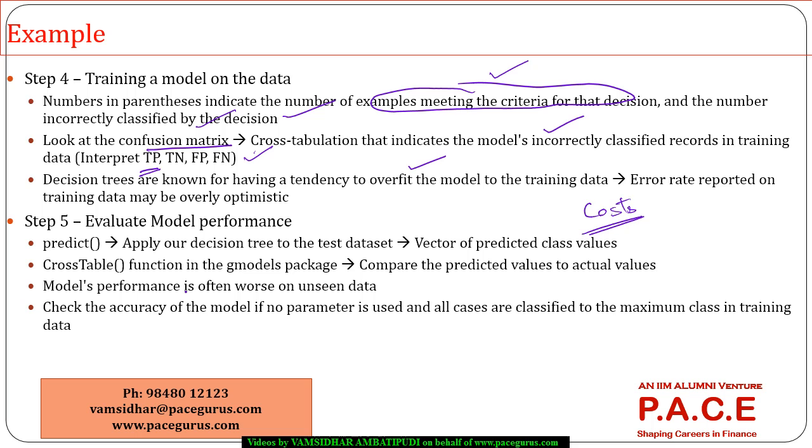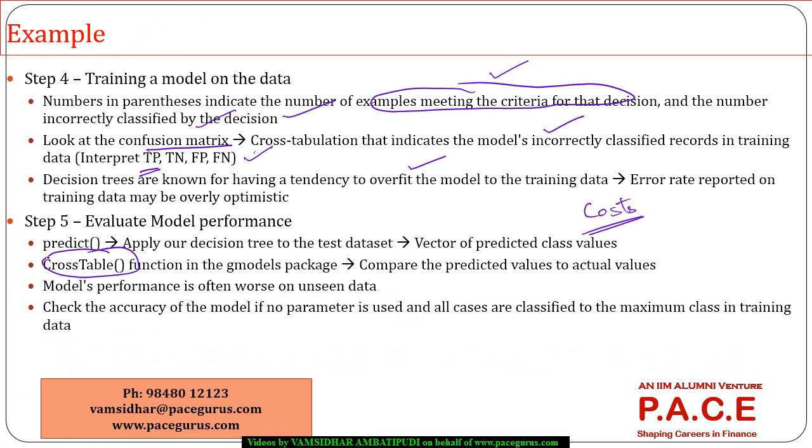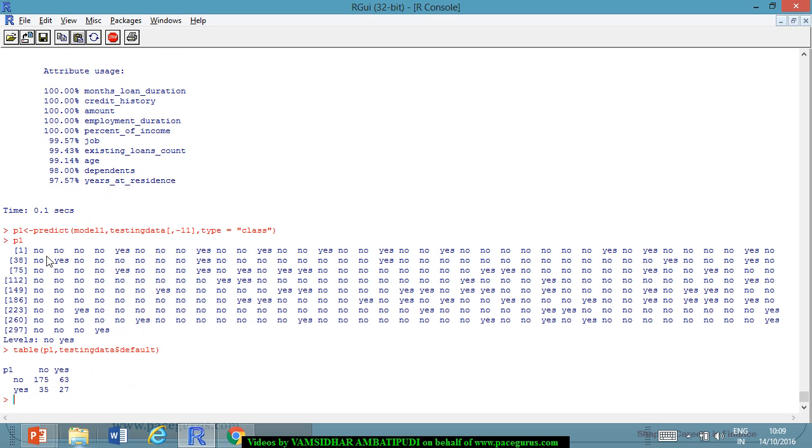Now I can do a table or a cross table, whatever it is. So let me do a simple table, where I have my predicted values first. My rows will be showing the predicted values, P1, and the actual values will be there as a part of the testing data $default. So I'll get my table. On the rows I have my predicted, and on the columns I have my actuals.